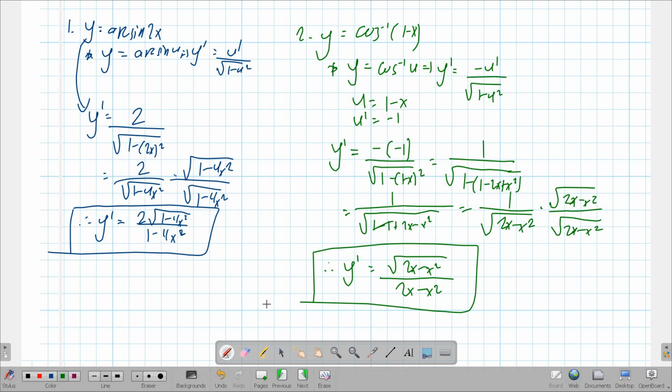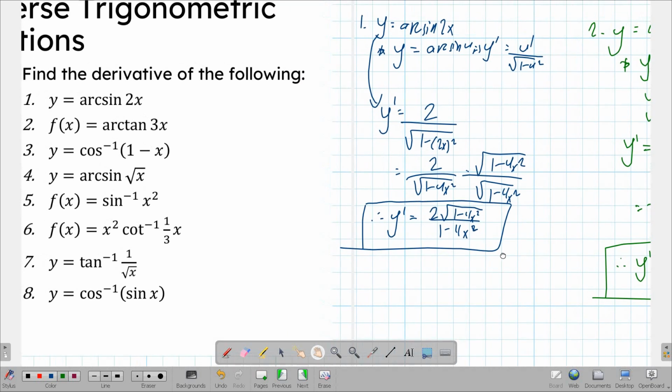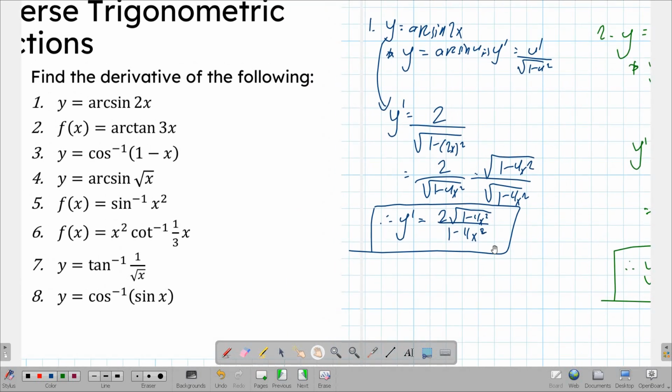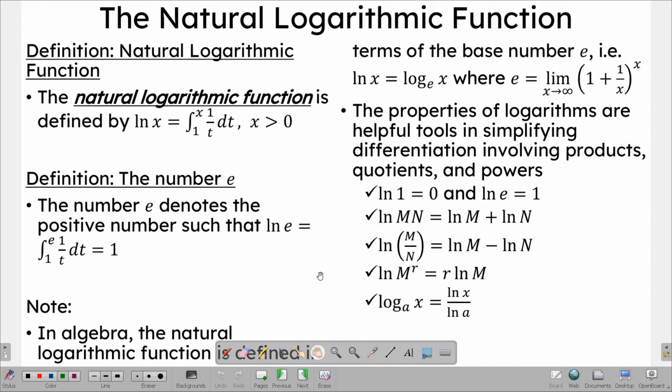So those are examples of finding the derivative of inverse trigonometric functions. The rest are up to you for practice. Now let's go to natural logarithmic functions.